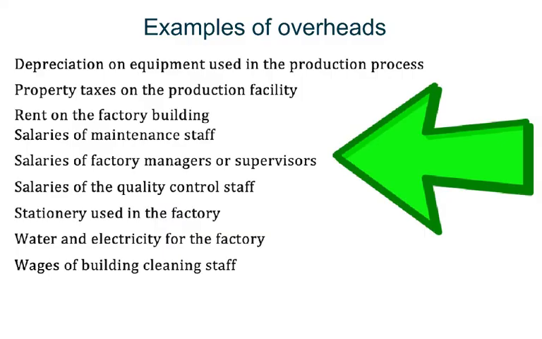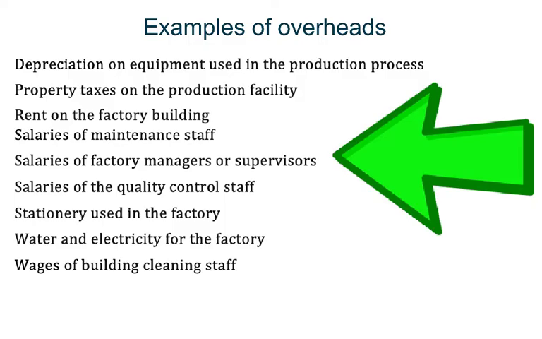Now, very simple examples of overhead. Remember, this list is not complete. You can have more examples, but this is only to give you an idea of what can be seen as an overhead. So, your depreciation on equipment. Remember, we are talking about equipment in the factory or in the manufacturing process. All right, property taxes on the production facility, rent on the factory building, salaries of maintenance staff, salaries of factory managers or supervisors, salaries of the quality control staff if they are different from the factory managers, stationery in the factory, those can be your job cards maybe, water and electricity again in the factory, and then the wages of building cleaning staff. These can all be seen as manufacturing overheads.